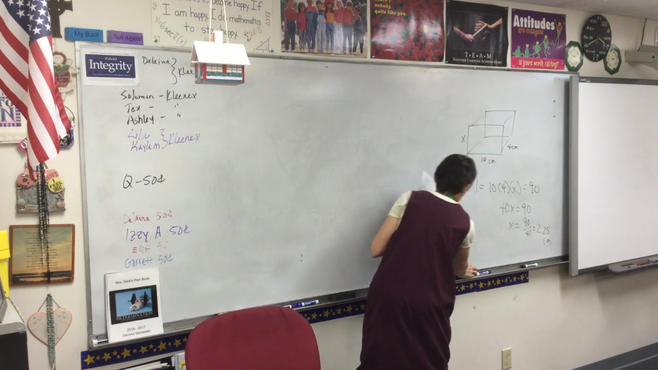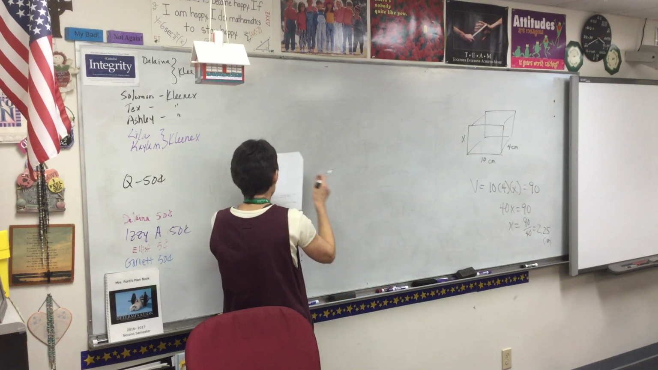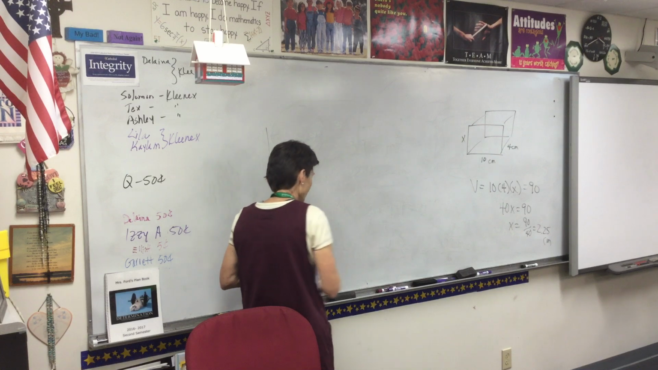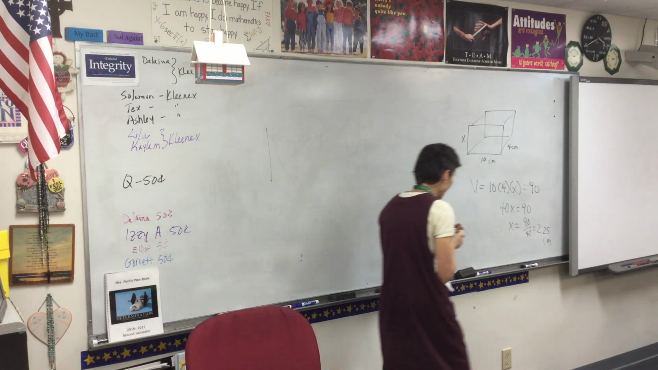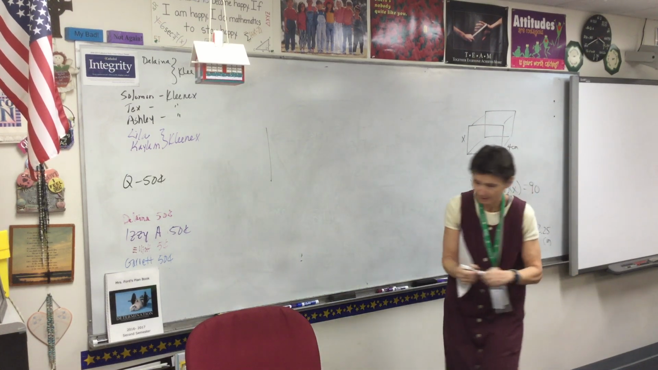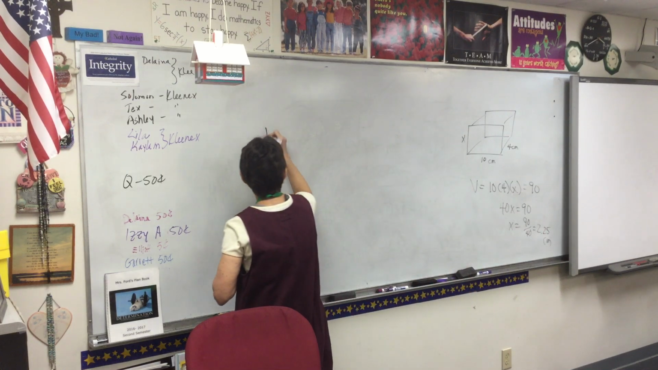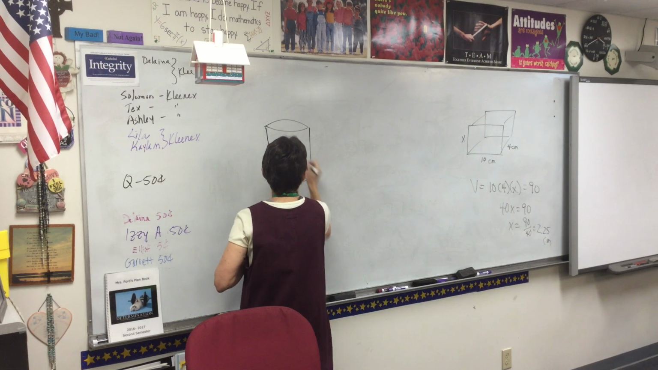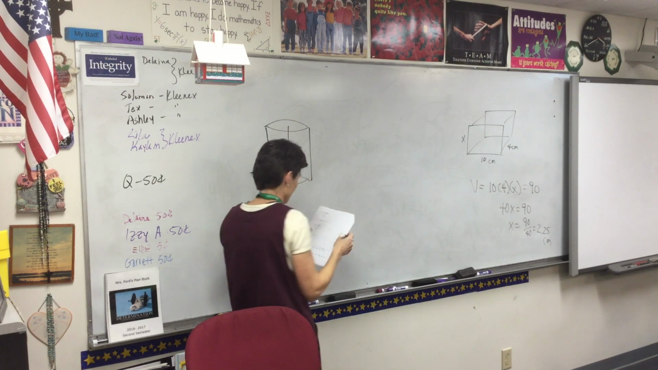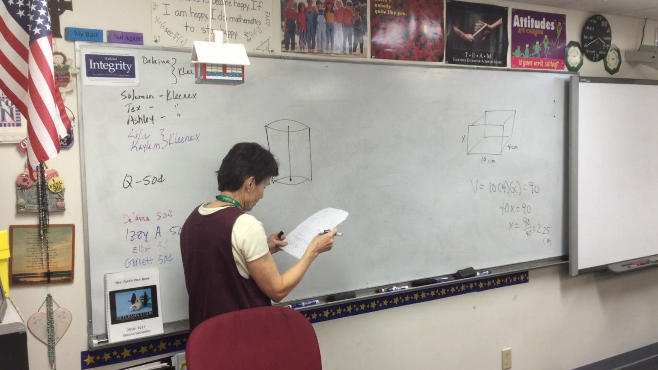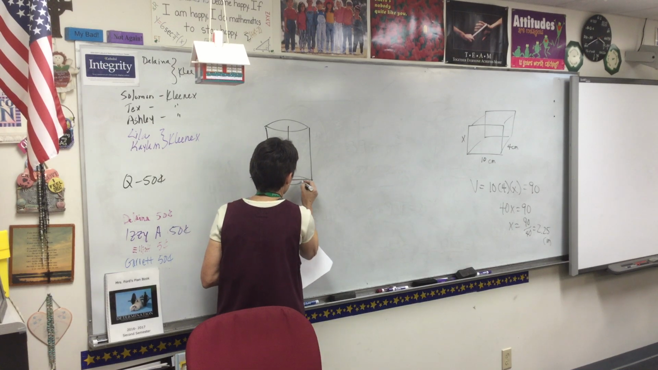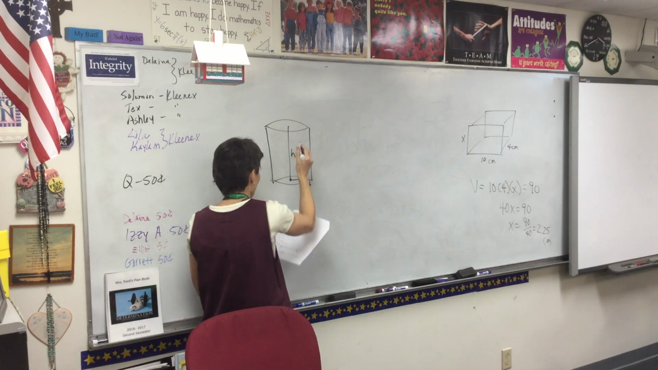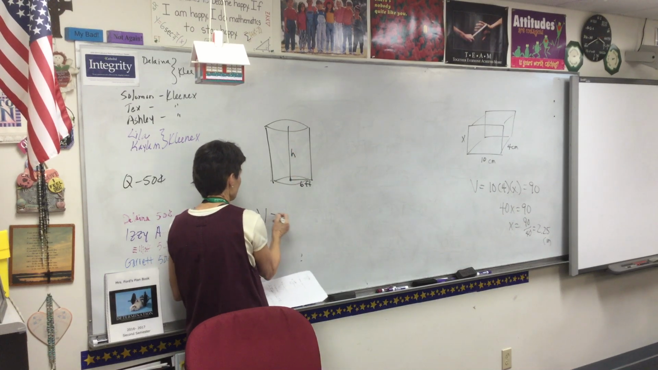All right, so now we have a cylinder. And again, I don't know that you necessarily have to draw it. I'm going to go ahead and draw it. I have a cylinder. And I know that the radius is 6. And I have to find its height. And the volume is 90 pi.